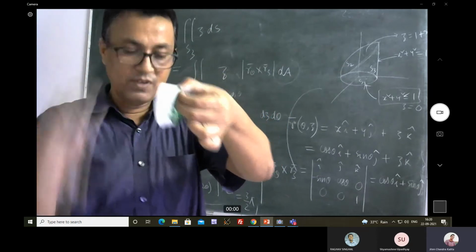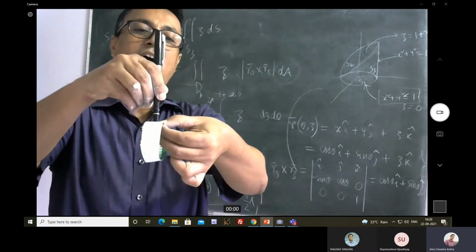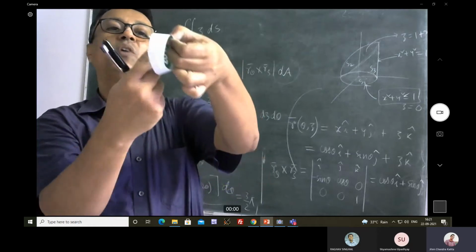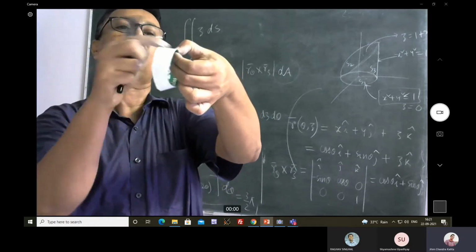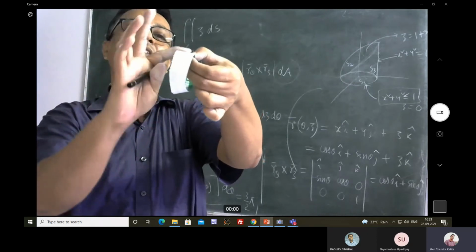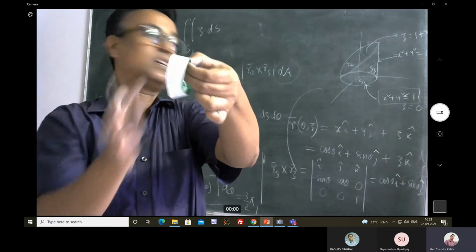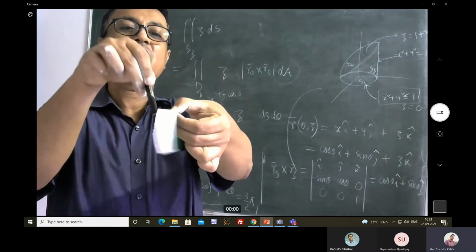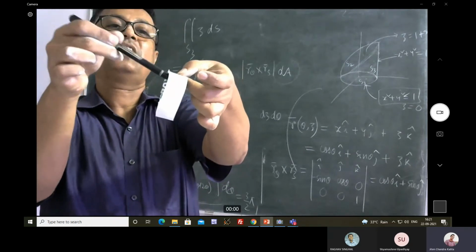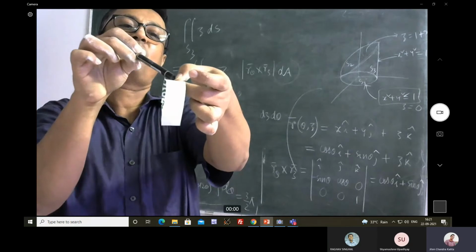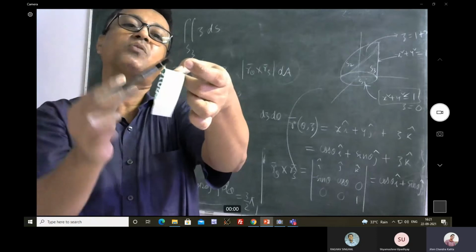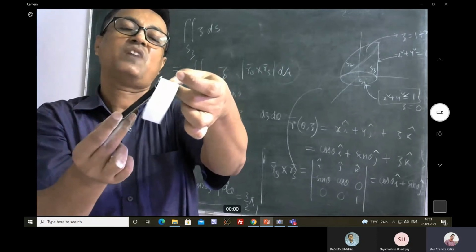Now, if you are at this point and you want to come back to the point exactly on the other side of the surface, what do you have to do? You have to cross these edges, isn't it? Suppose some ant is moving from this point to exactly the point on the other side, at the back of this point. Then you have to cross this edge, right?